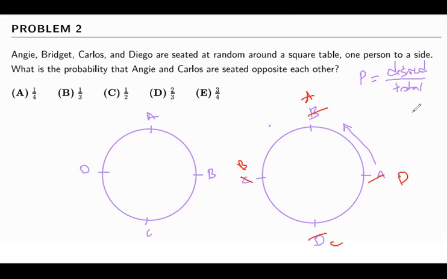So that means we do have two different arrangements, not just one. So there are two basically desired outcomes, which is this one and this one.